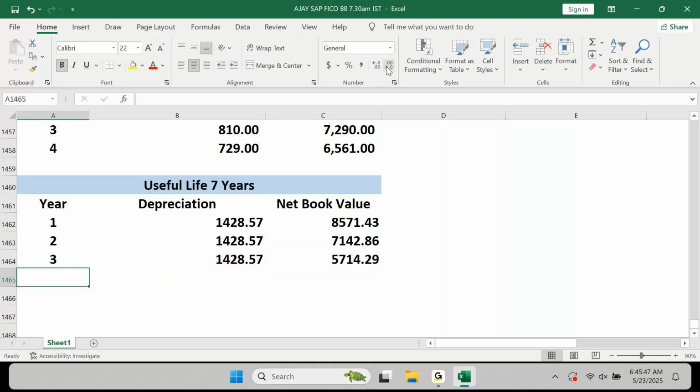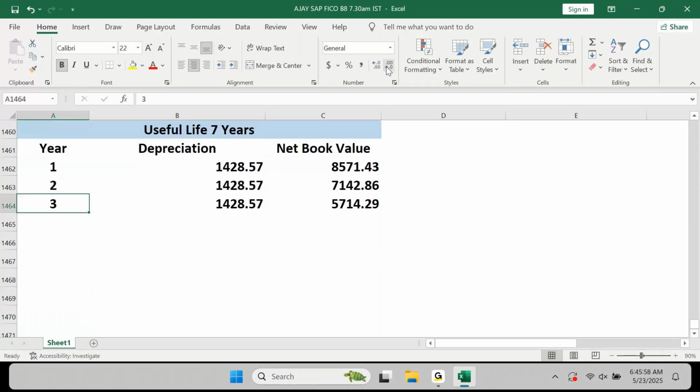Now you need to continue this for how many years? 7 years, strictly 7 years only, not till it becomes zero. Only in case of a percentage, continue until it becomes zero. In case of a life, strictly apply 7 years only.